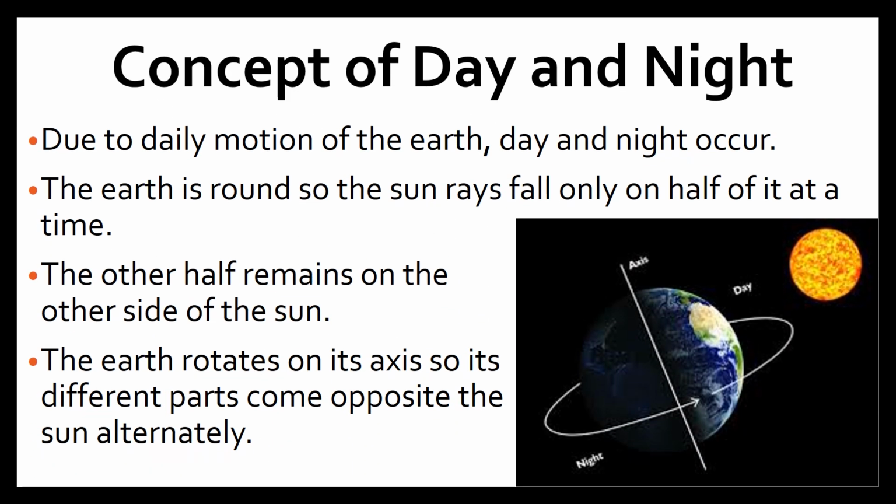Students, due to the daily motion of the earth, day and night occur. The earth is round, so the sun rays fall only on half of it at a time. The other half remains on the other side of the sun. The earth rotates on its axis, so its different parts come opposite the sun alternately. Students, every part of the earth experiences light from darkness and darkness from light in every 24 hours.